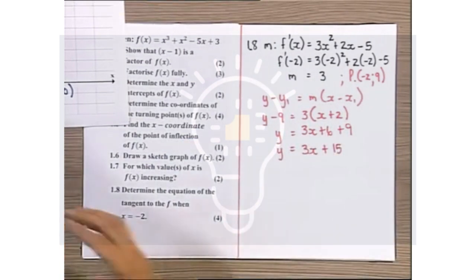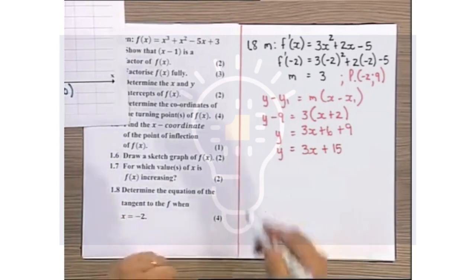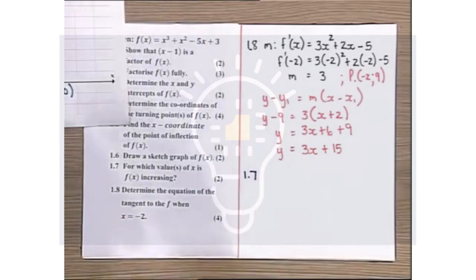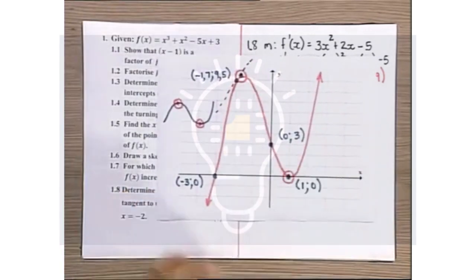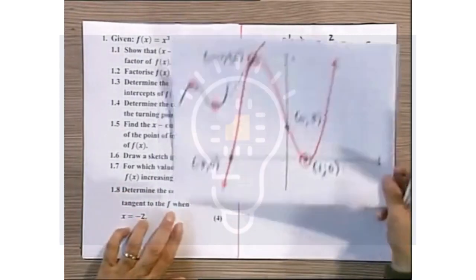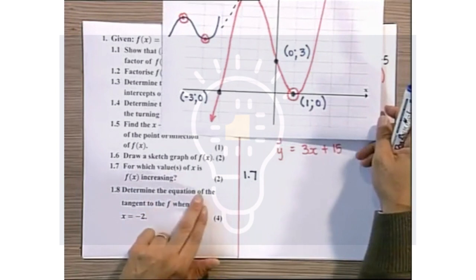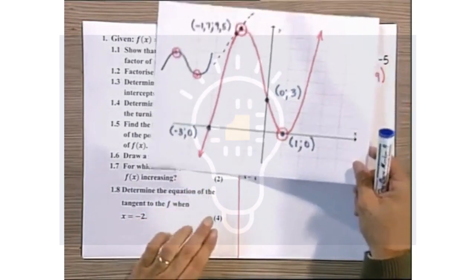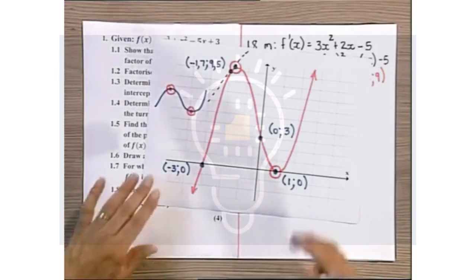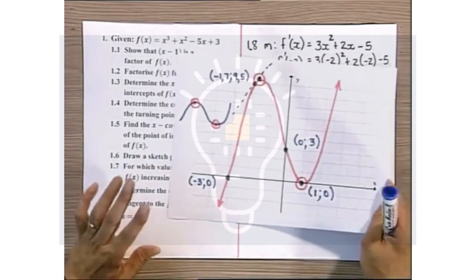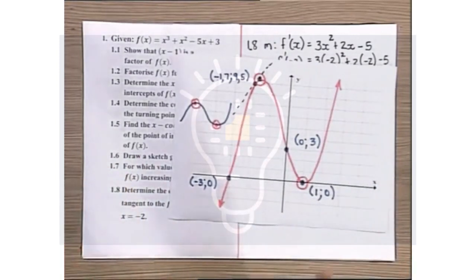Alright guys, I know they were saying, sir, I forgot about 1.7. Well, I did not forget about 1.7, Wenzel. I just wanted to keep that for last because I want us to have a look at the graph. What does it say? For which value or values of x is f(x) increasing? If it's increasing, what does that mean? Increasing. Where do you see a positive slope?